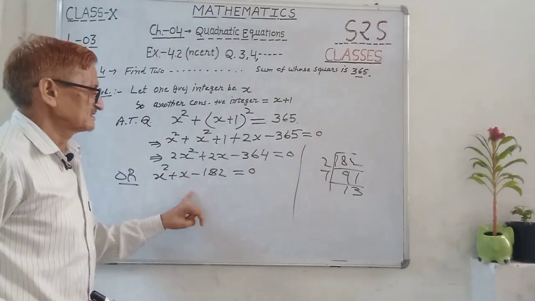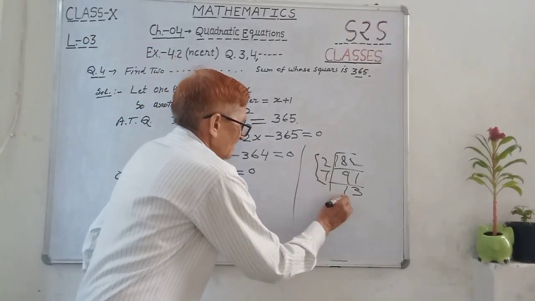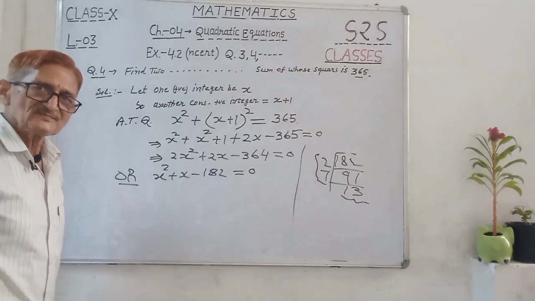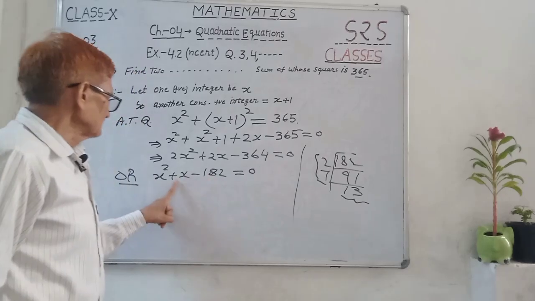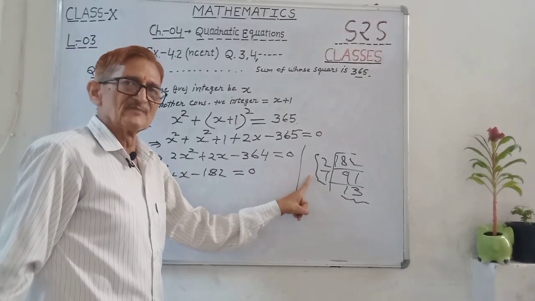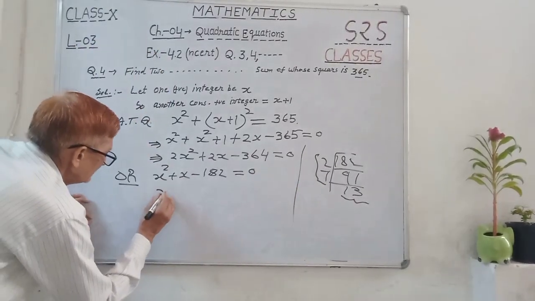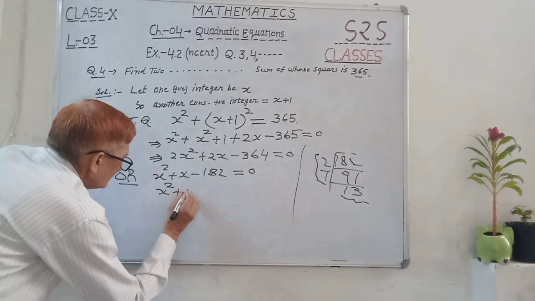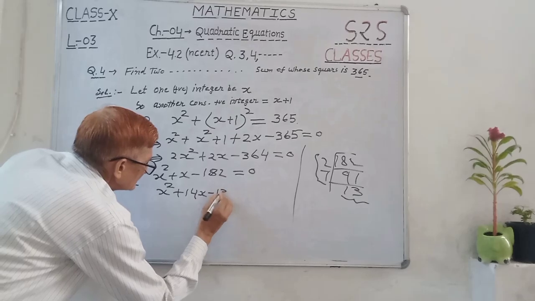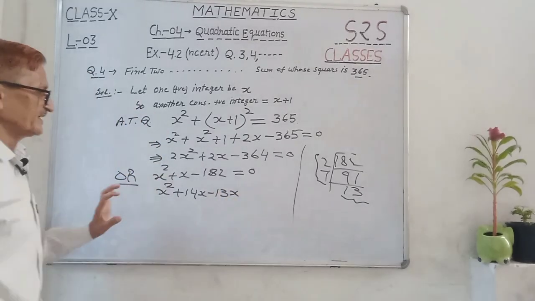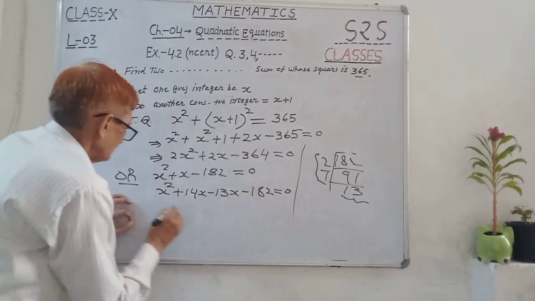These two factors, difference is 1, and the product is negative. So one negative, one positive: 14 and 13, product is 182. One is negative because the product is negative and the sum is positive. So the greater number we should take positive, 14 positive and 13 negative. Then x square plus 14x minus 13x, that will be plus 1x, and minus 182 equal 0.